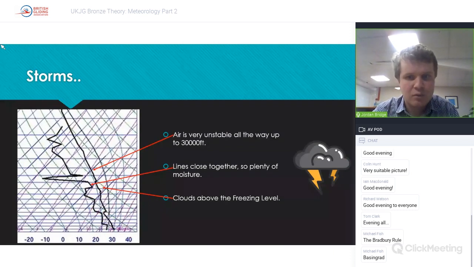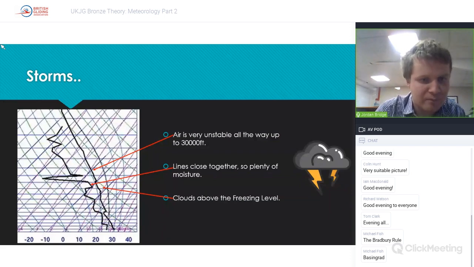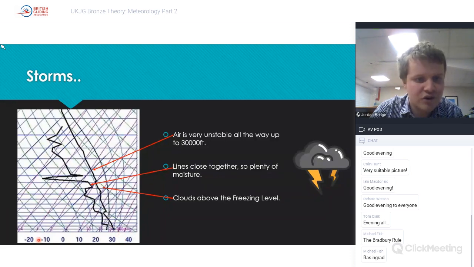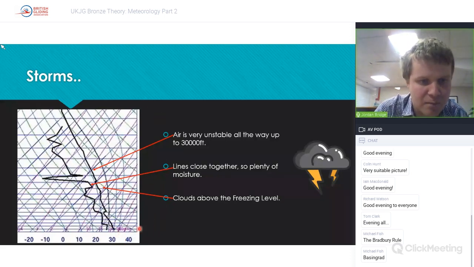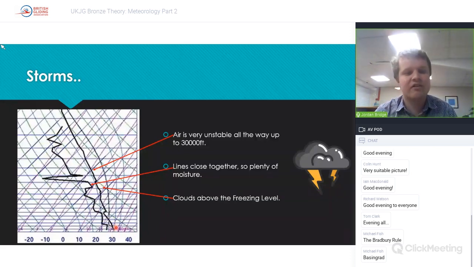Now, with storms, you can see that actually this sounding isn't showing a storm happening at the present time. Maybe it's a really, really hot day, 31 degrees on the ground by 11 o'clock. You can see that parcel of air is rising up and there's clouds forming quite easily because the lines are very close together. You can see this little bump here, which is another inversion.